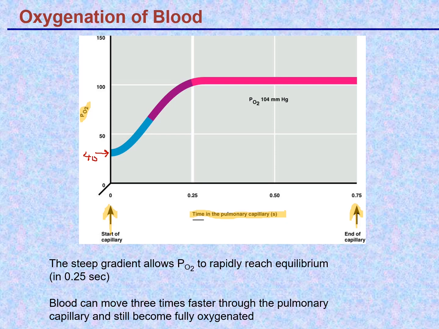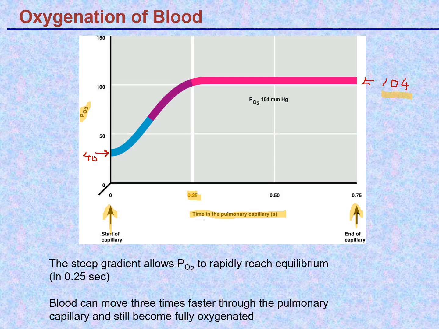Okay, on this end it goes in and ends up at, this is not 100%, it's not a percentage, it's PO2, and it ends up at 104, in balance with the alveolar partial pressure of oxygen. Now notice it only takes 0.25 seconds. And by the way, 104 is fully saturated. The blood now is fully saturated with oxygen. All the hemoglobin has as much oxygen as it can take up.